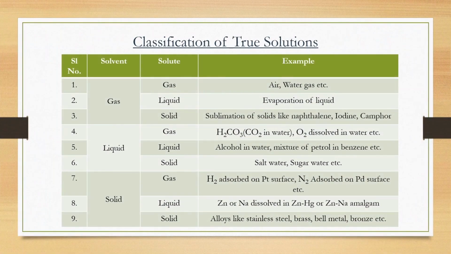Now, the classifications of true solution. True solutions are generally 9 types. When the solvent is gas, the solutes are gas, liquid, and solid. When the solvent is liquid, the solute is gas, liquid, and solid. And when the solvent is solid, its solute is gas, liquid, and solid. Examples are given.